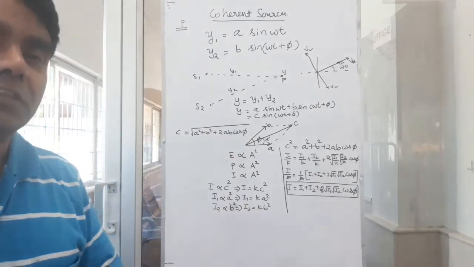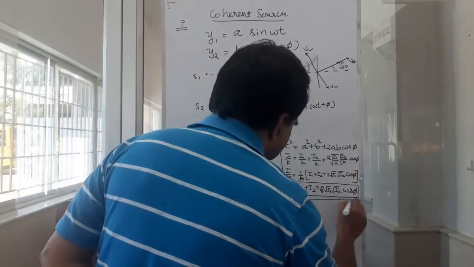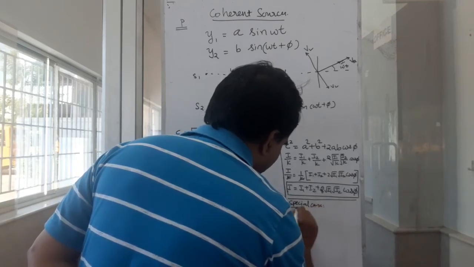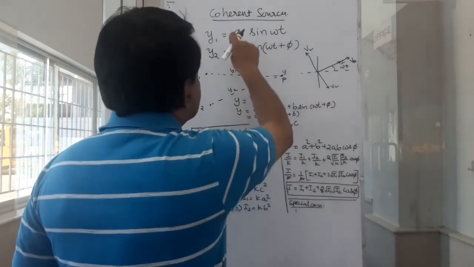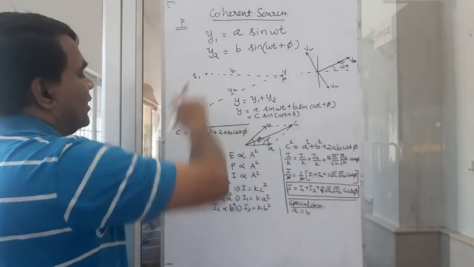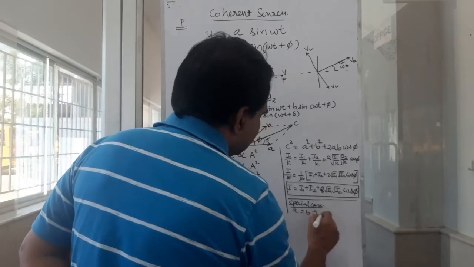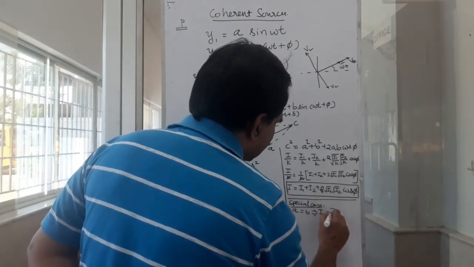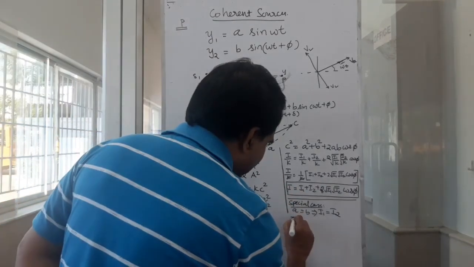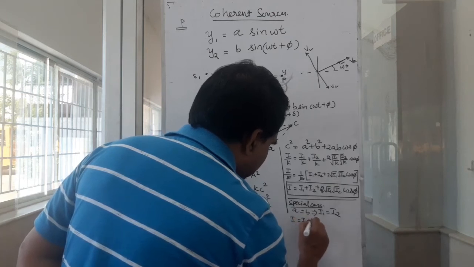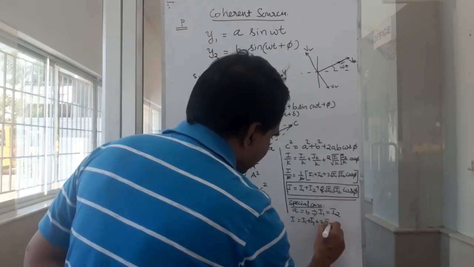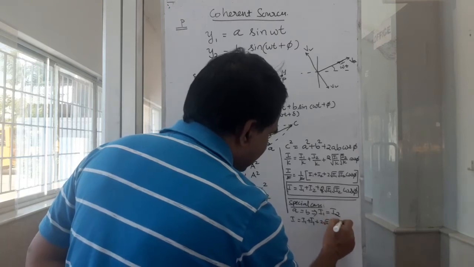Now I can consider some special cases. So the first case is a special case: A is equal to B. The amplitude of y1 is equal to the amplitude of y2. So this results in I1 being equal to I2. Then what do you get? So now I is equal to I1 plus I1, because I2 is equal to I1, plus 2 into root I1. Again, root I2 can be written as root I1, then cos phi.